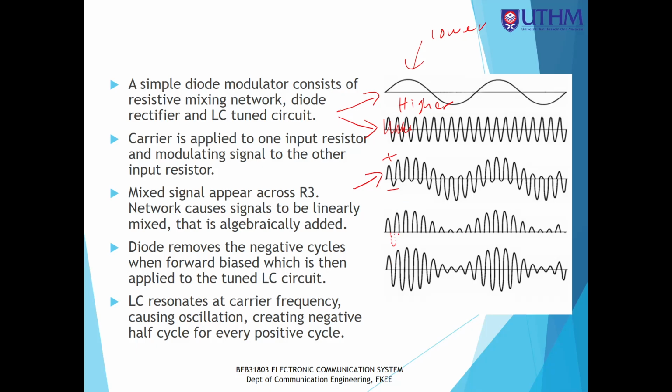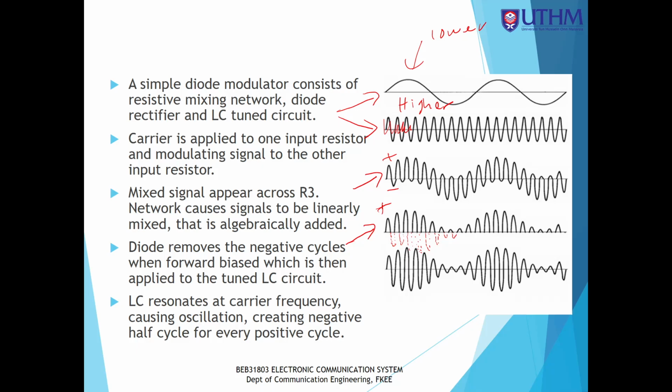All of the negative sides here will be cut off. It's supposed to have negative sides like this, however, due to the diode, the negative side has been clipped off. So this is the output of the diode, where we see that the negative cycle has been clipped off. We see only the positive cycle of the signal.